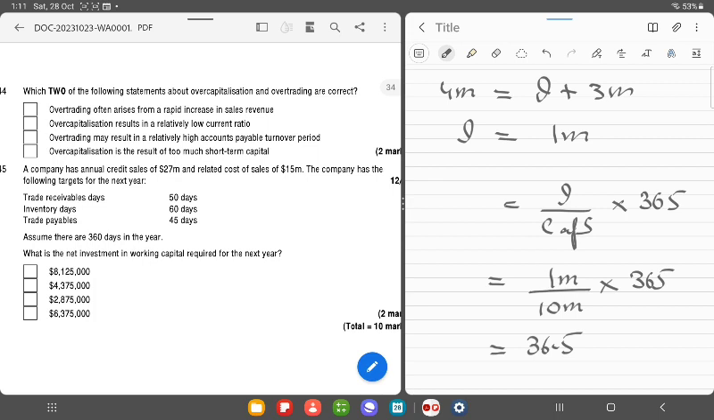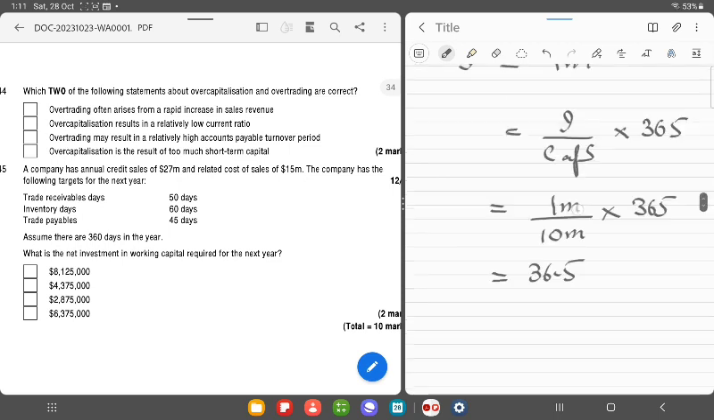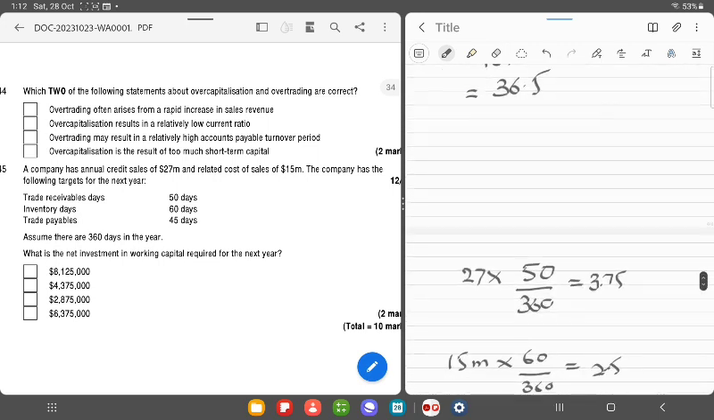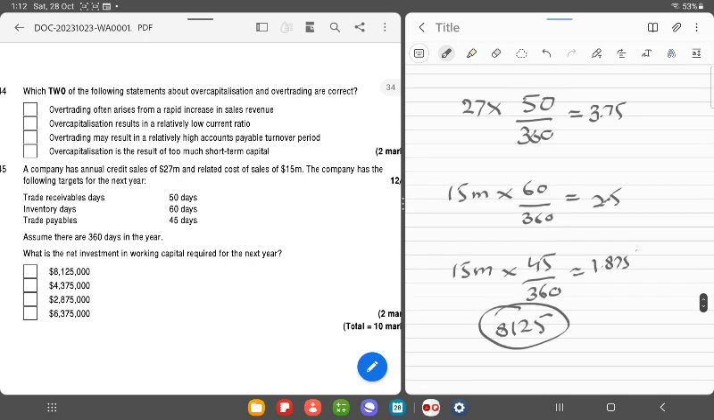These are true. Next, a company has annual credit sales of 27 million and related cost of sales of 15 million. The company has the following targets for the next year: trade receivable days are 50, inventory days 60, trade payable days 45. Assume there are 360 days in the year. What is the net investment? For this we have to calculate the amount of receivables: 27 million of credit sales multiplied by 50 days of receivables divided by 360, which gives us a value of 3.75 million.